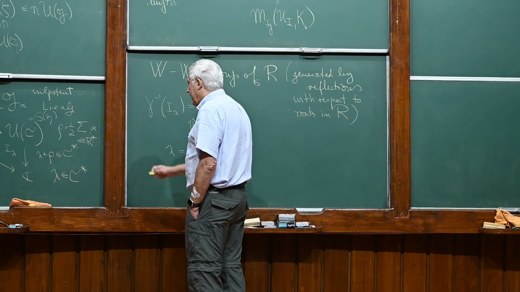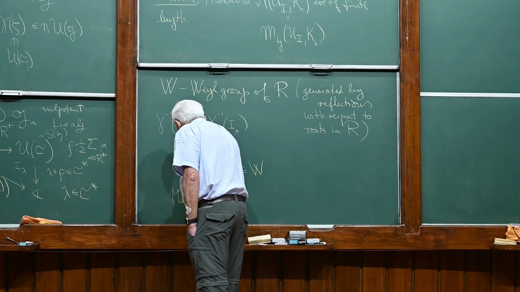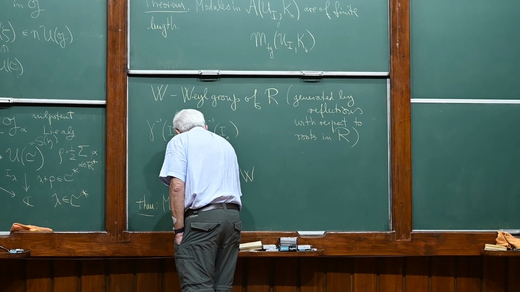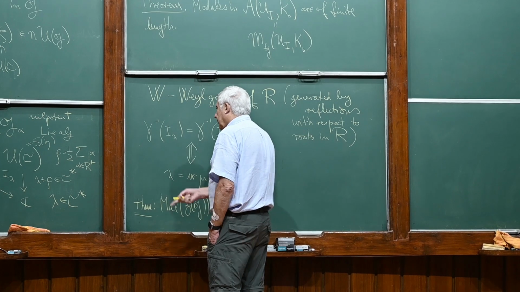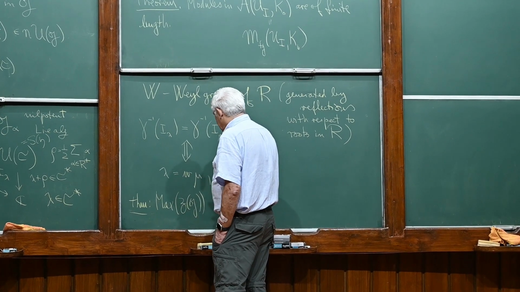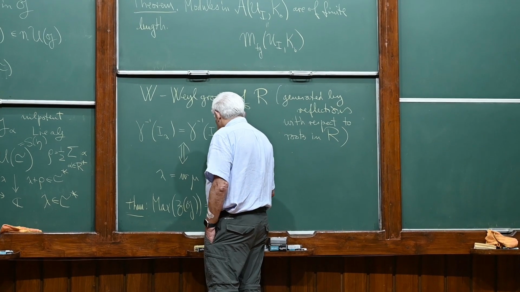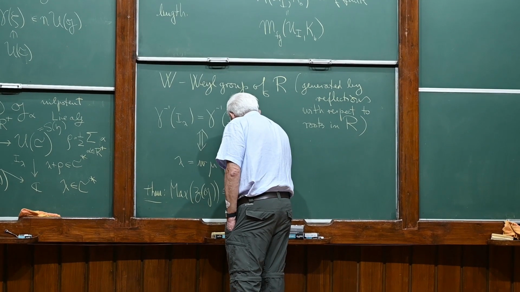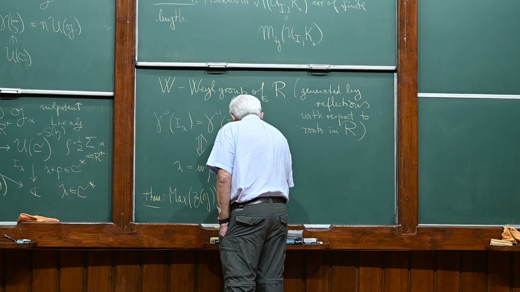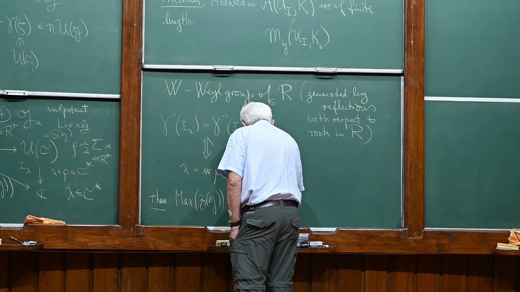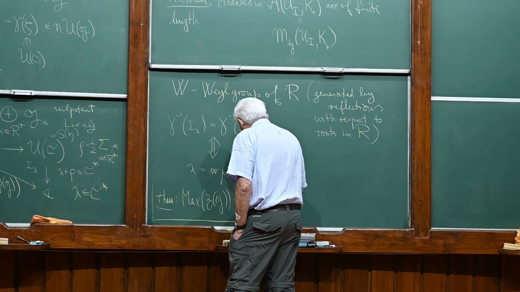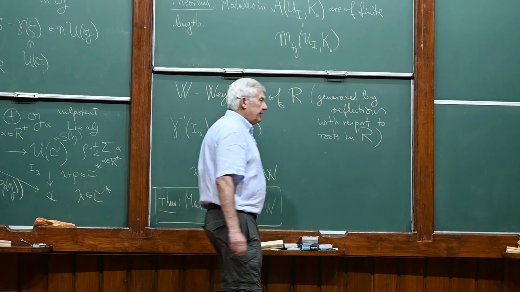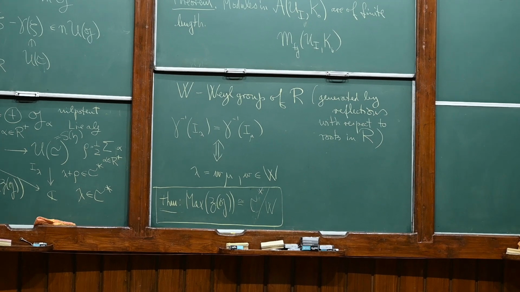So Harish-Chandra's theorem says that the set of maximal ideals, the space Z of G, is in one-to-one correspondence with the W orbits in H star, in C star. Sorry, C star divided by W. So this is the fundamental result about the structure of the set.